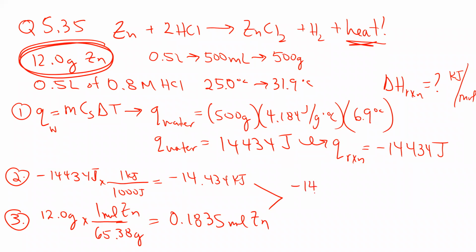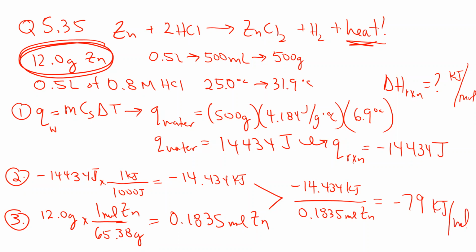All right, so the last step, we're looking for energy in terms of kilojoules per mole. So, okay, the reaction releases 14.434 kilojoules when 0.1835 moles of zinc react. So just divide those two numbers. And I get a heat of reaction of around like 78, 79 kilojoules per mole. The trick here is really, really sneaky.